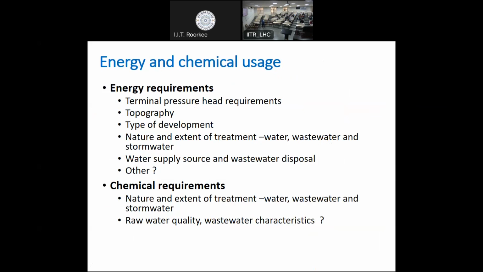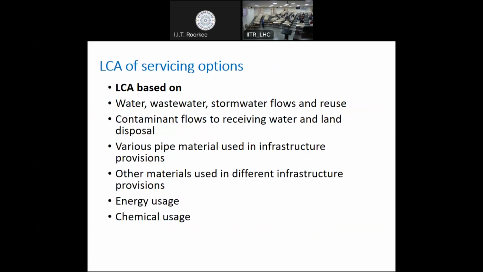Similarly, the chemical requirement depends on the nature of treatment, raw water quality, and wastewater characteristics. We need chemicals for water treatment, and similarly we need certain processes for stormwater treatment. And we also have to have disinfection and chlorination, as we are supplying treated wastewater back to the home. So all that quantity was calculated.